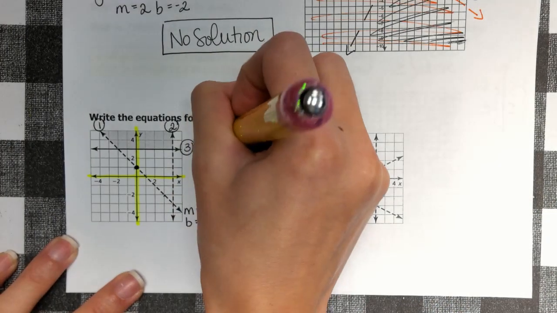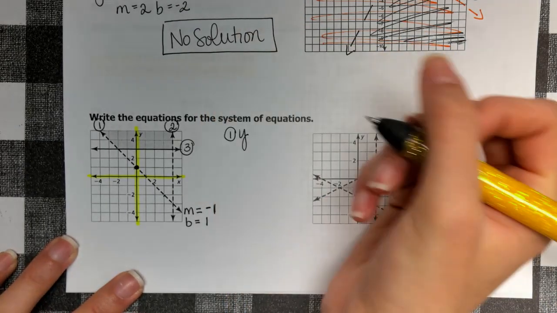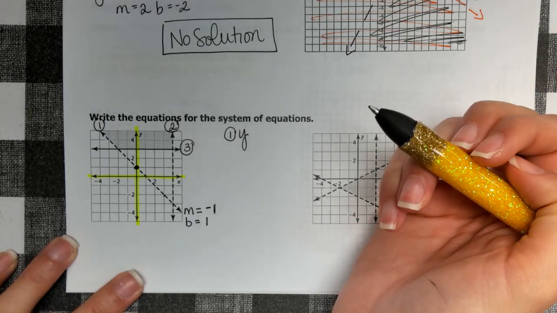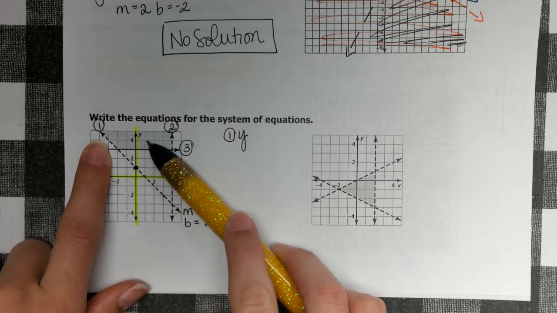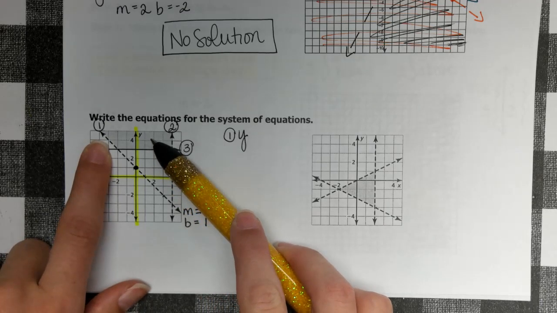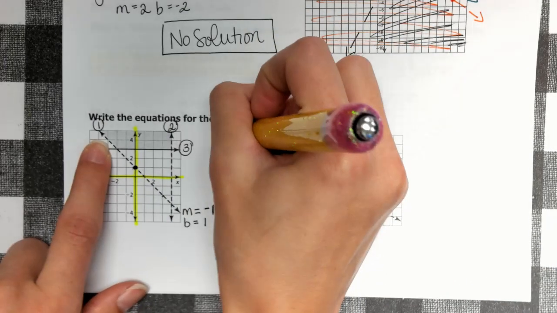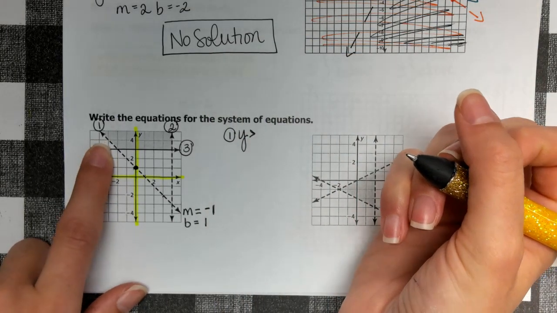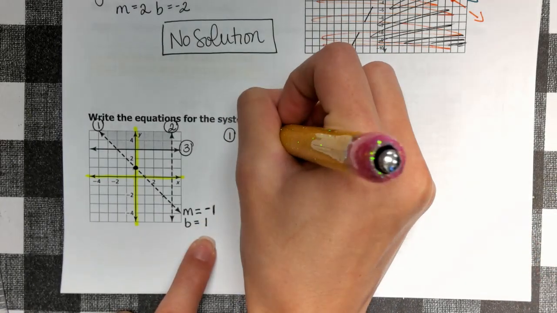So my first inequality, I know it's going to be y. Now I have to figure out what's my inequality. What I do is look at this line and at the area of the shaded region. Is that shaded region above or below that line? Above. So would that be greater than or less than? Greater than. It's dashed, so I know it's not equal to. And then I do my mx plus b, so negative 1x plus 1.